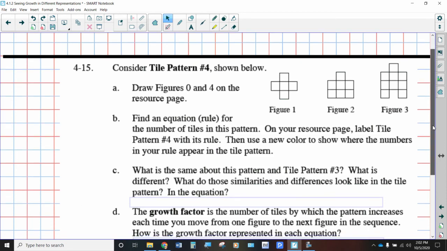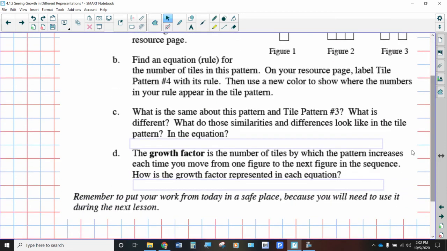So we found the equation. What's the same about this pattern and tile pattern 3? Well, the same is that they both started with 3 tiles for figure 0. But what is different is that they have different growth rates. Tile pattern 3 grew by 4 every single figure, and tile pattern 4 only grew by 2 tiles with every figure number.